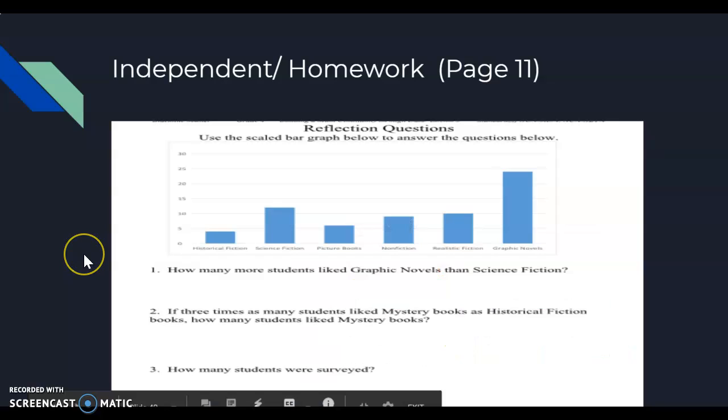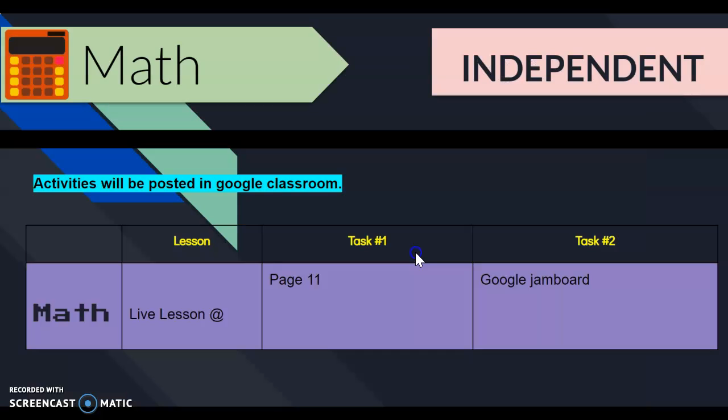Again, just to reiterate what I just mentioned to you, these are some of your homework independent assignments that I want you to do. You're going to go to page 11, the reflection questions, and work on that. It's assigned in Google Classroom. And you're also going to complete the graph in Google Jamboard. That's also assigned to you in Google Classroom.